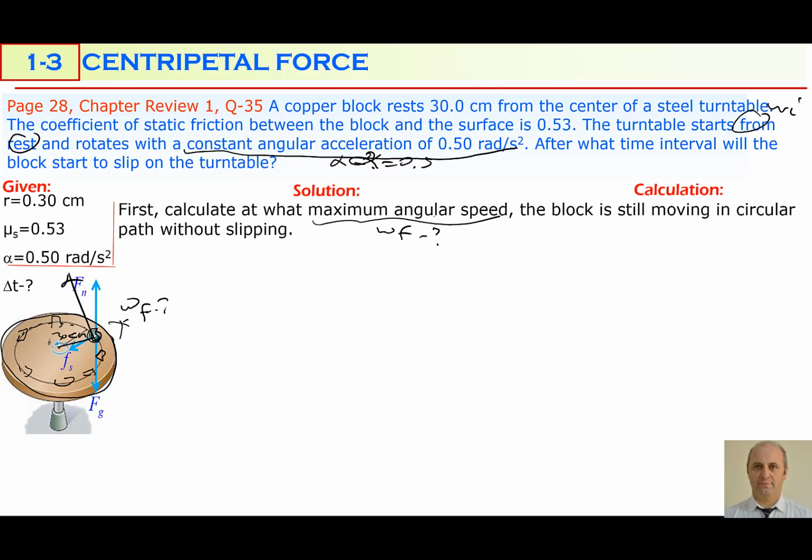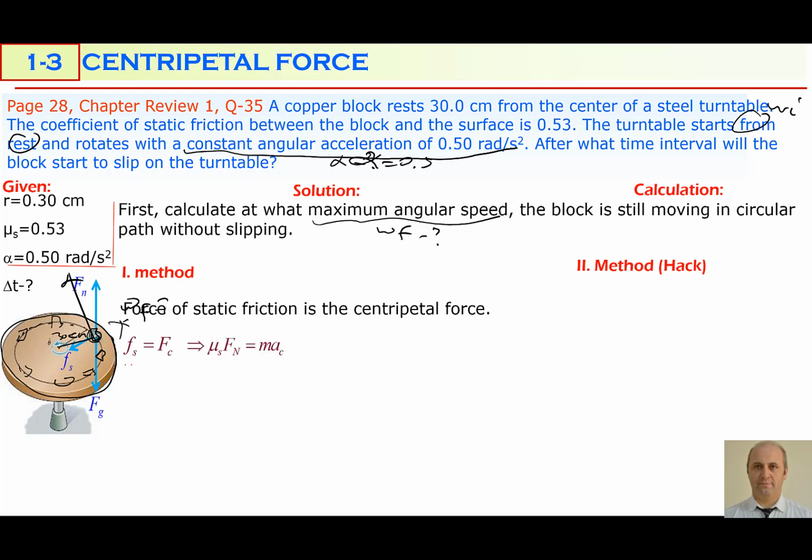The block is still moving in a circular path without slipping. We should get it. In fact, the method is the same. First, the force of static friction is the centripetal force. We will make them equal. Static friction force is the centripetal force. The static friction force equation is mu s times Fn, which is equal to mass times ac, since Fc is equal to mass times ac.